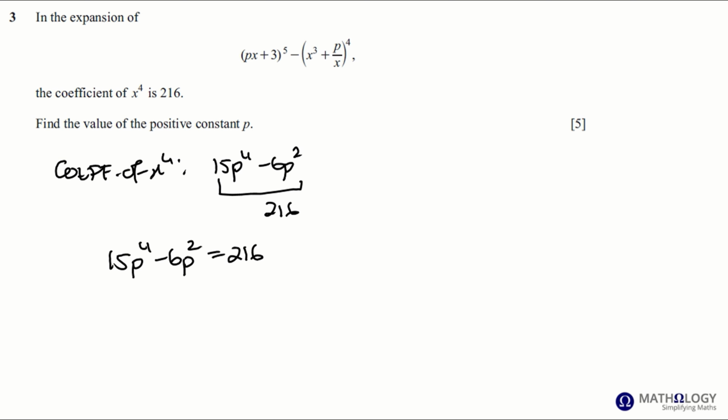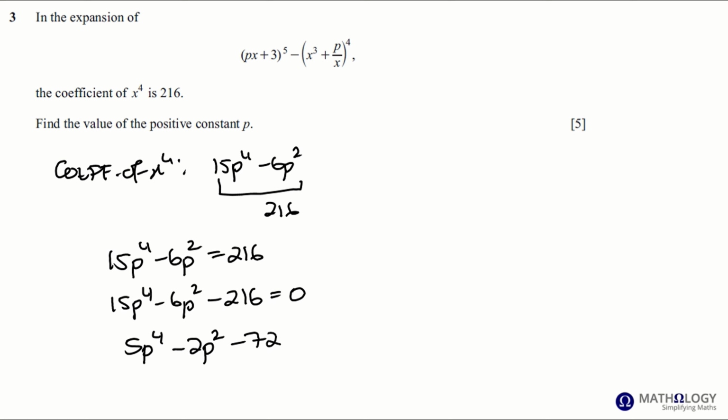Now take the 216 across to the left so that we can get a quadratic. Divide through by 3 to simplify. 5p to the 4 minus 2p squared minus 72 equals 0. You can use a substitution here if you'd like. It's not necessary. This will factorize as 5p squared and p squared as the first terms in the brackets. We'll then have 18 and 4 as our factors of 72.